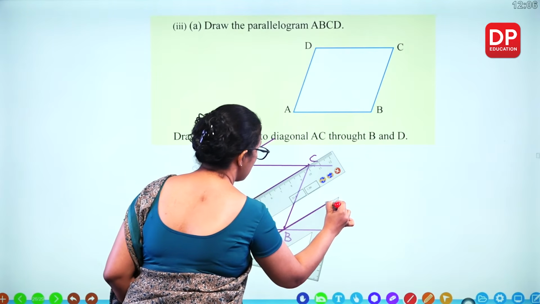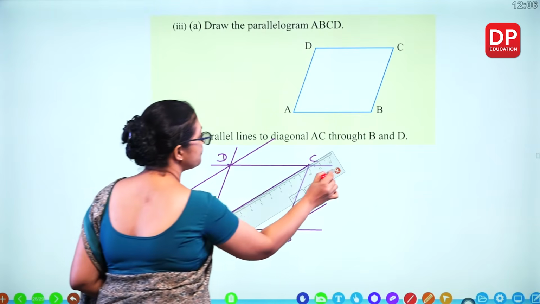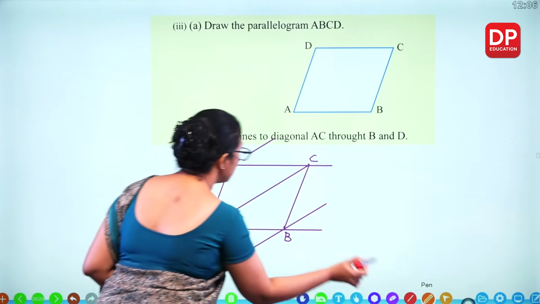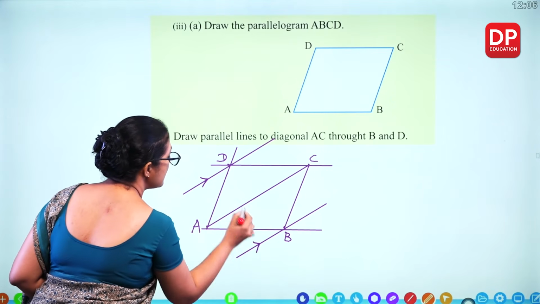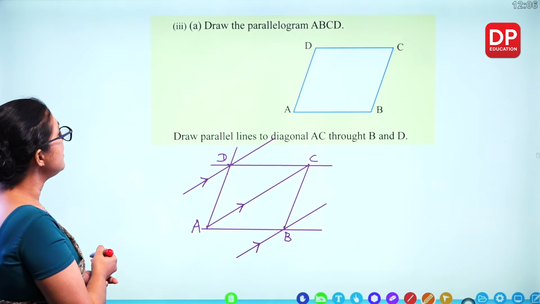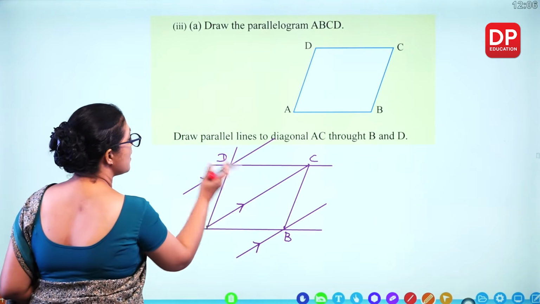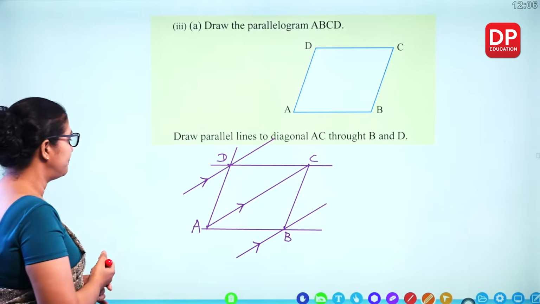That's the parallel line that passes through B and D to the AC line. So AC is the diagonal, and these two lines are parallel and pass through B and D.